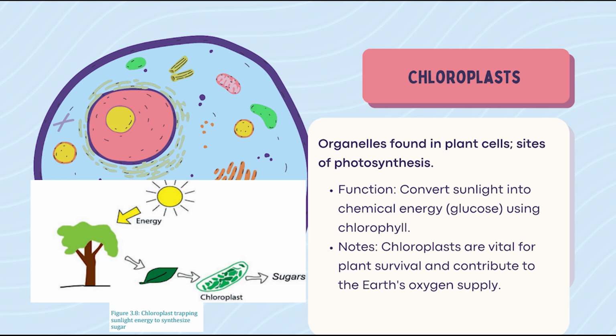Next to that, we have chloroplasts, found only in plant cells. Chloroplasts are where photosynthesis happens, and they use sunlight, water, and carbon dioxide to make glucose, a sugar that fuels the plant. And they also produce oxygen, essential for life on Earth.